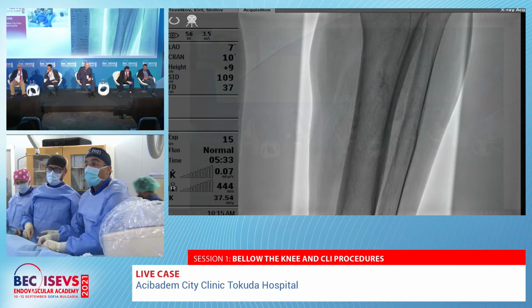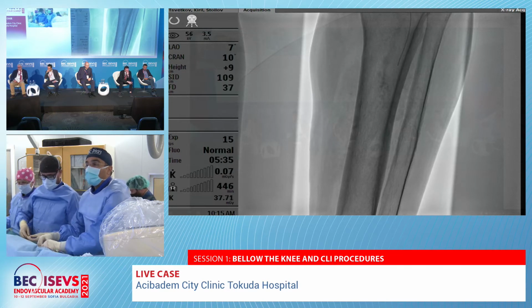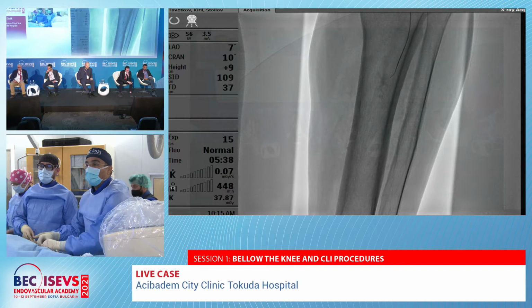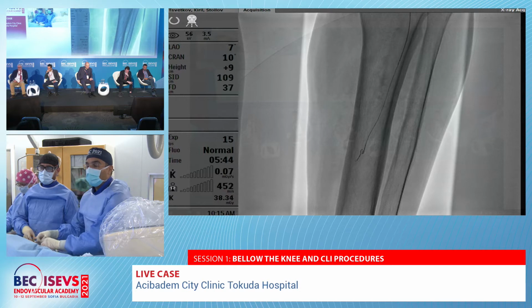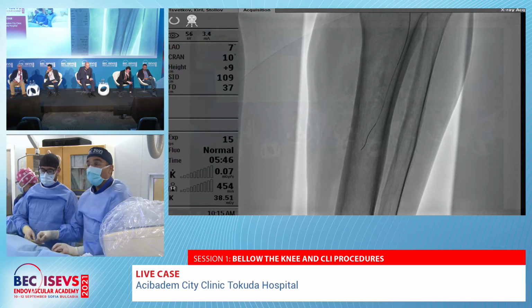Are we going into the peroneal, or can we stay in the posterior? I will say let's take the posterior, because at the moment it matters to open. Let's go down further. It's okay, here is enough. Let's go a little bit further.